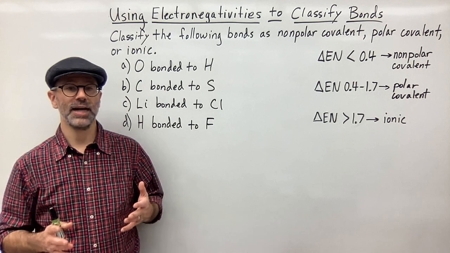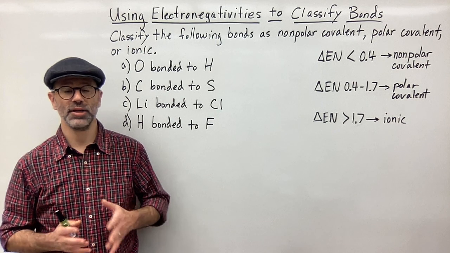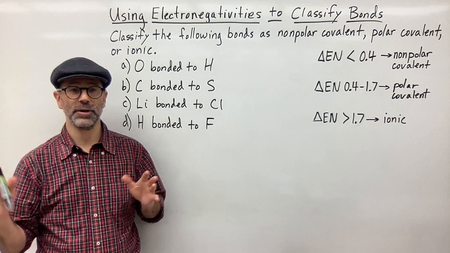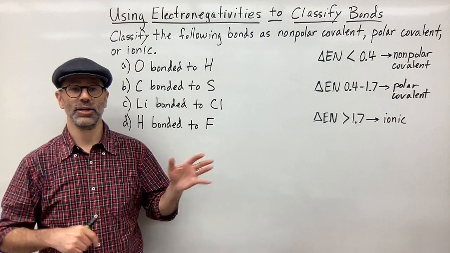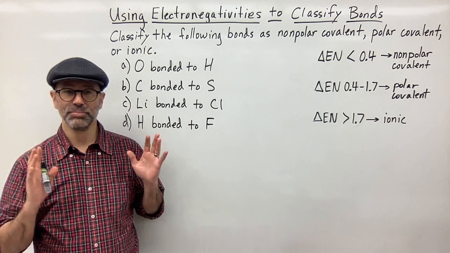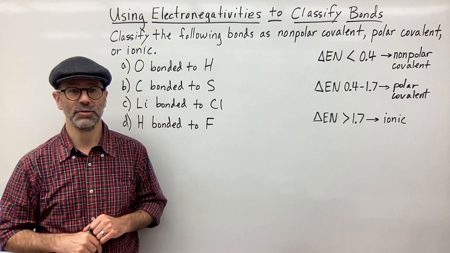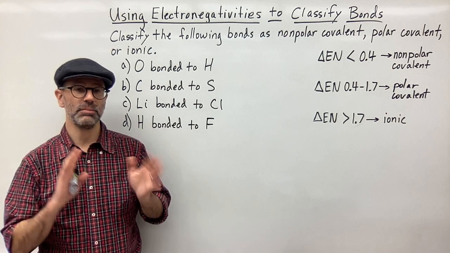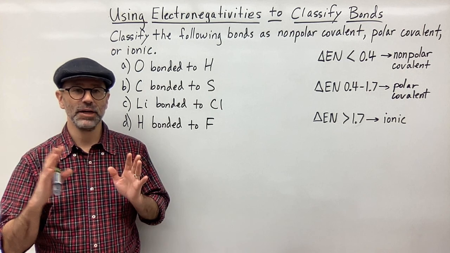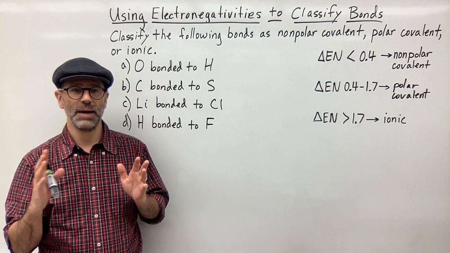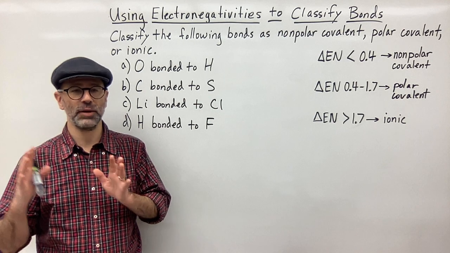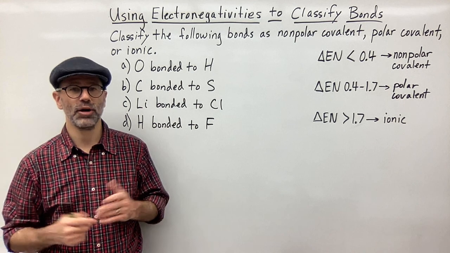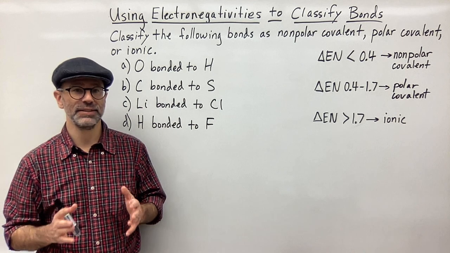Now, a lot of times you can just eyeball it and see where they are on the periodic table. If they're pretty far apart, like if you've got a metal and a non-metal, that's pretty much going to be an ionic bond, right? But if you've got two non-metals, you can figure out whether it's going to be nonpolar covalent or polar covalent by how far apart they are. But if you really want to make sure, then you would look at the electronegativity differences.